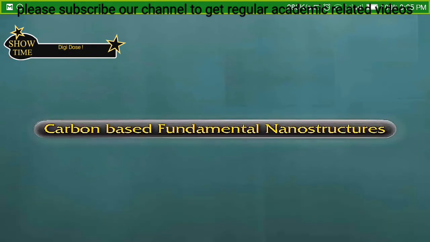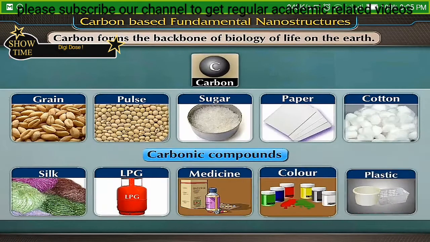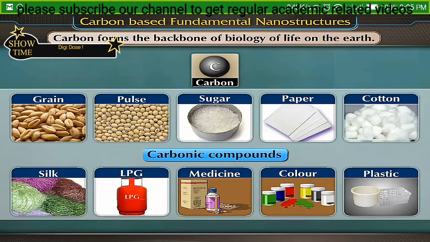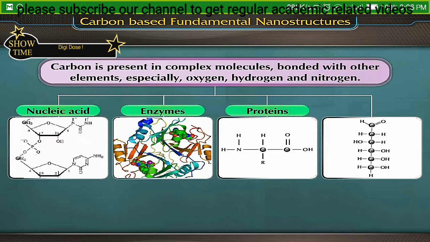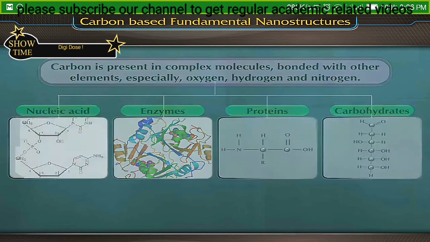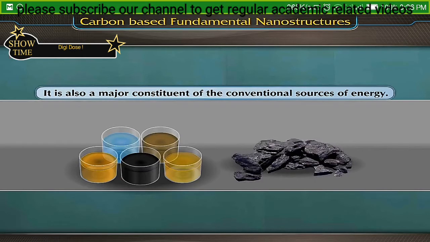Carbon-based fundamental nanostructures. Carbon forms the backbone of biology, of life on the Earth. This is in the form of complex molecules bonded with other elements, especially oxygen, hydrogen, and nitrogen. For example, nucleic acid, enzymes, proteins, carbohydrates, etc. It is also a major constituent of the conventional sources of energy.